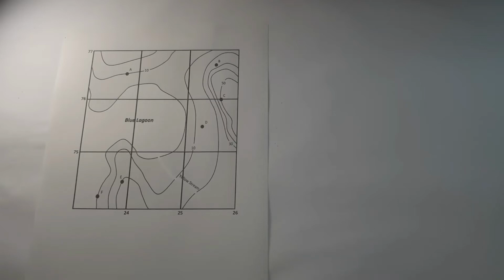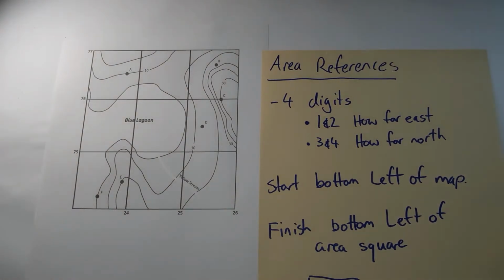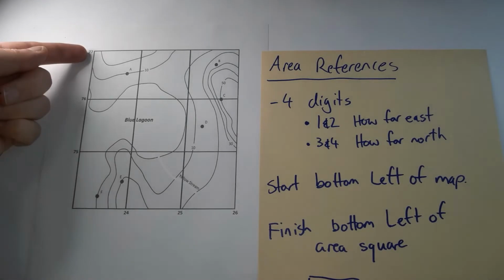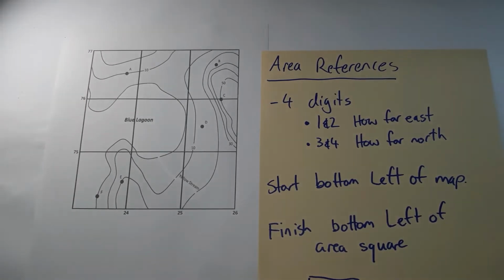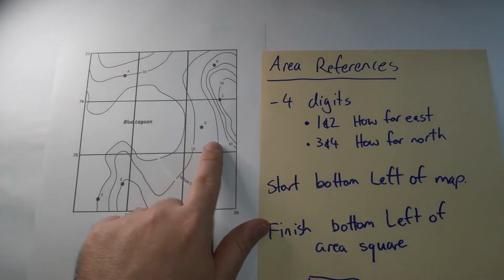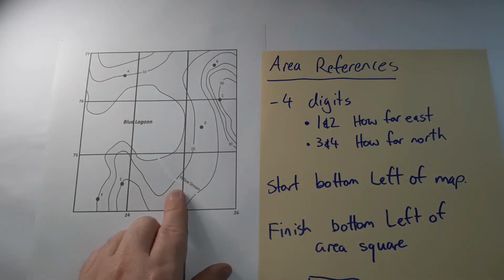All right, we're going to talk about area references. An area reference is a coordinate system that you'll see on the borders of maps of a local area, not on a global map like latitude and longitude. We're dealing with very small distances on this type of map. This is what we'd call a large scale map because the features appear in a large scale.